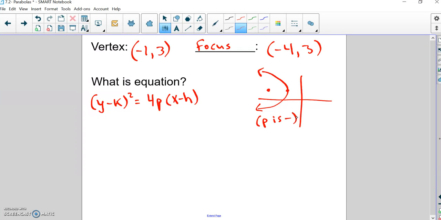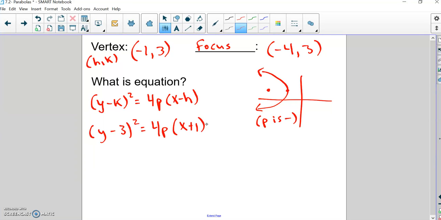Okay, now some of this information we can already fill in. Remember, the vertex is (h, k), so if I fill this in, (y - k)^2 would be (y - 3)^2 = 4p(x - h). h is -1, so it will be x + 1. And the only other information I need to know in order to have this entire equation is I need to figure out p.